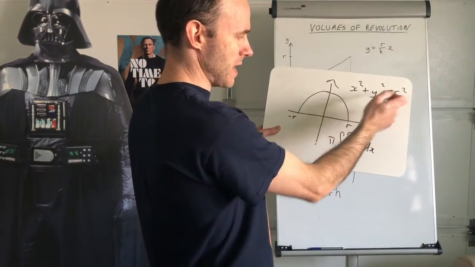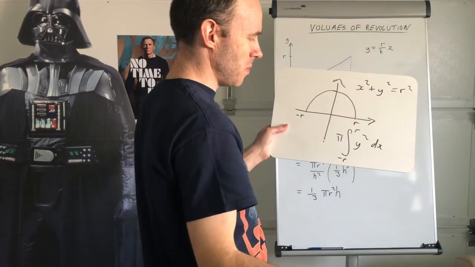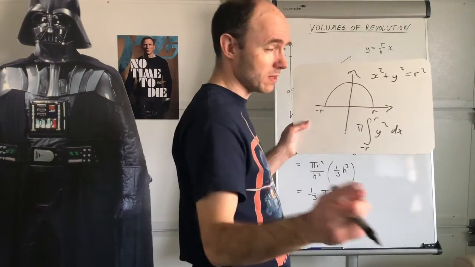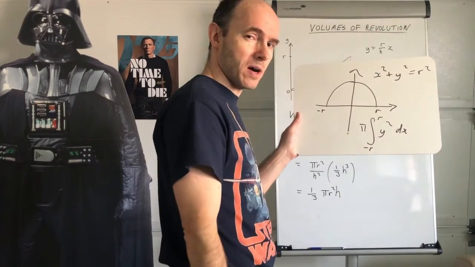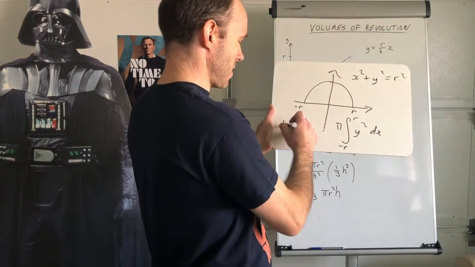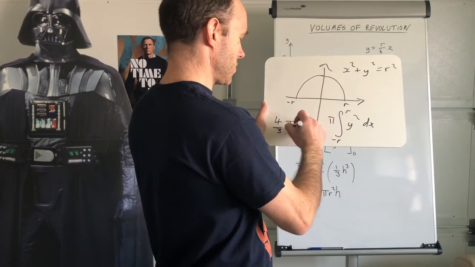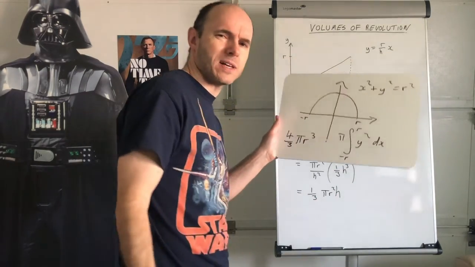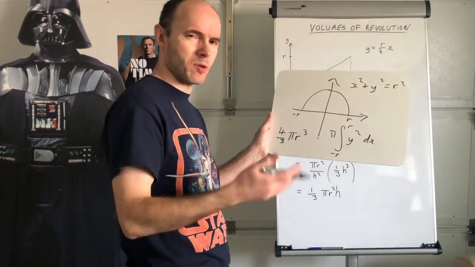Obviously you make y the subject there and integrate, but the formula you're looking for should be, what is it? 4/3 pi r cubed. I'll write that down. Just check to see if you can get that, because that's a nice demonstration as well for the formula for the volume of a sphere.